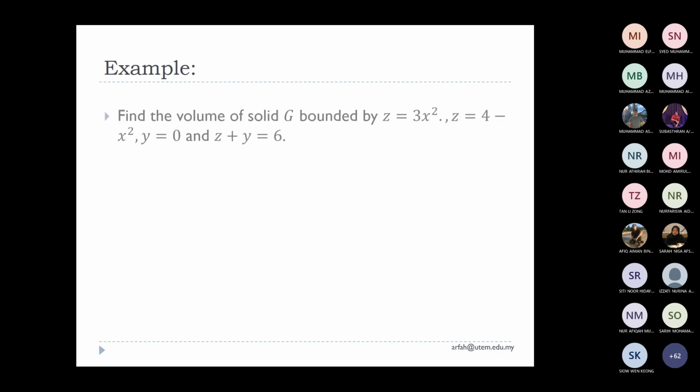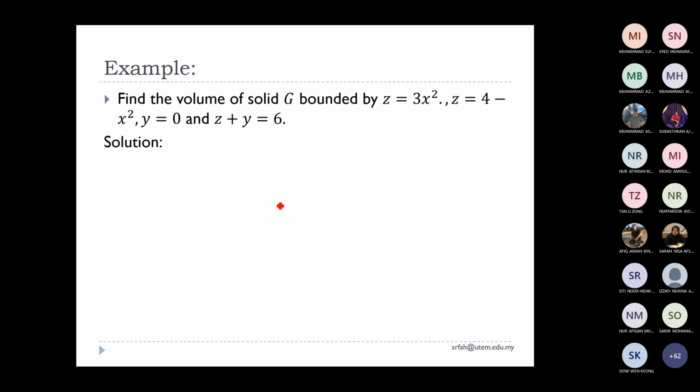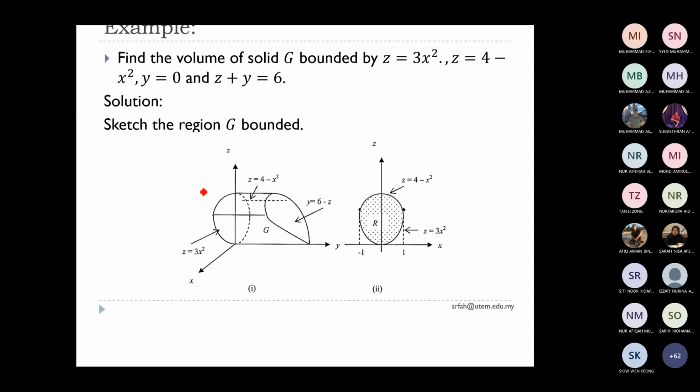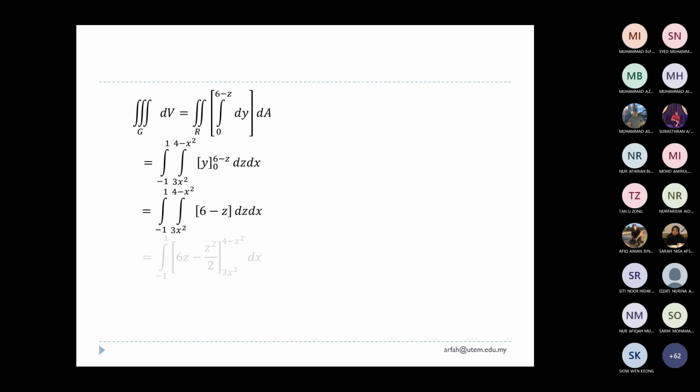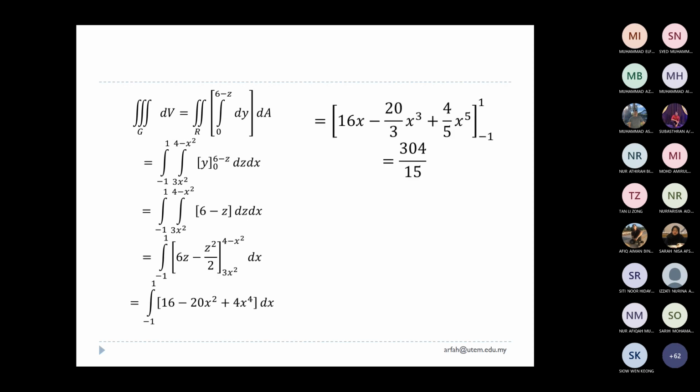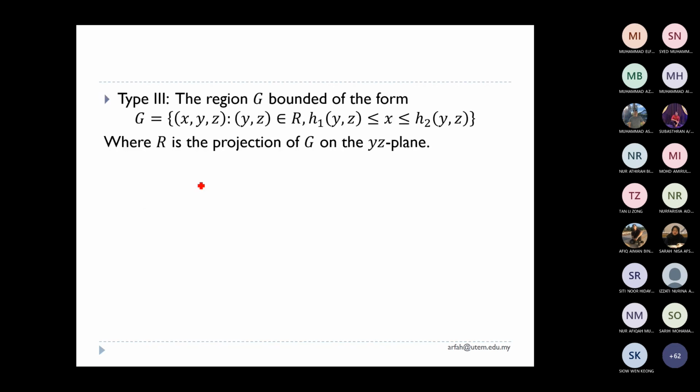So we have gone through this example. If you want to find the volume of the solid bounded by z equal to 3x squared and so on. Okay, so we get the full solution here, by which the answer given is 304.15. So we have type 3 region.